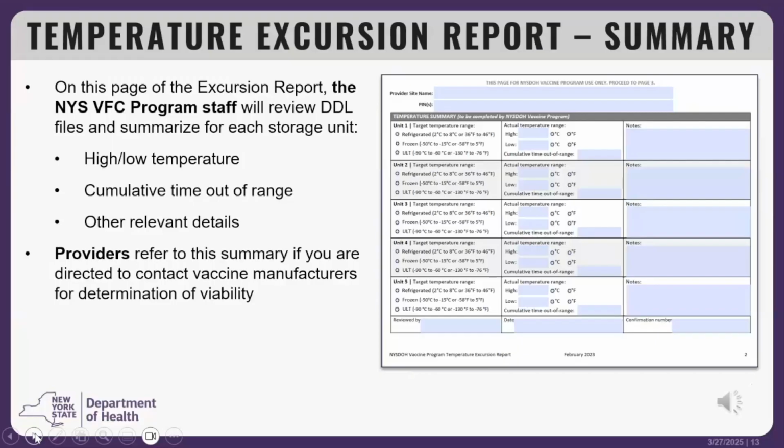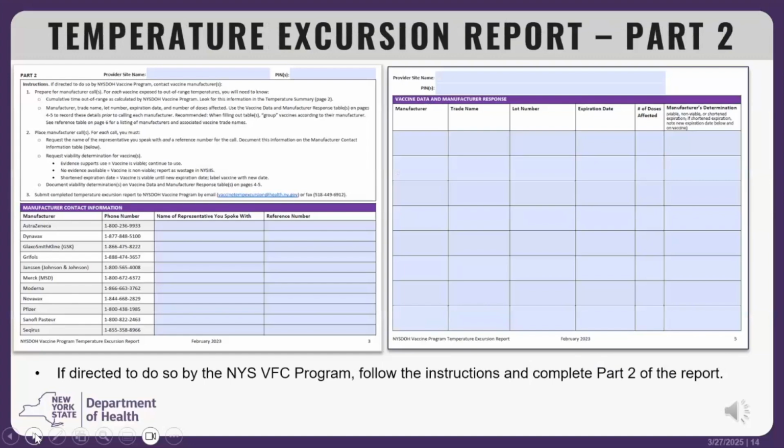If directed to do so by the New York State VFC program, contact the vaccine manufacturer for each vaccine impacted by the excursion. Follow the provided instructions to know how to prepare and place the call to the vaccine manufacturers. Document information requested on Part 2 and submit the completed temperature excursion report to the New York State VFC program by email or fax.